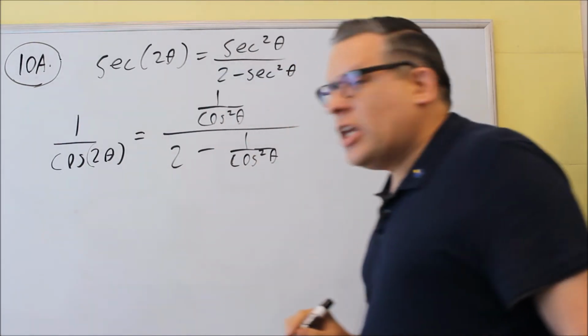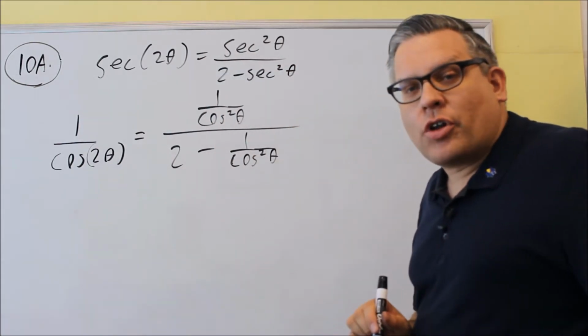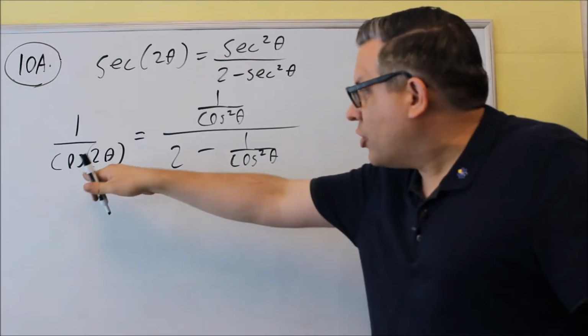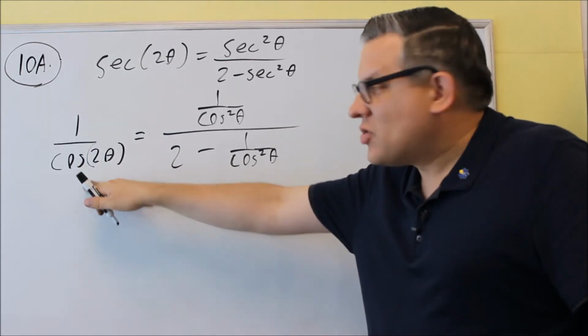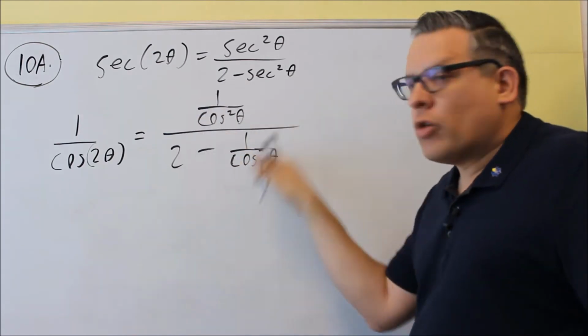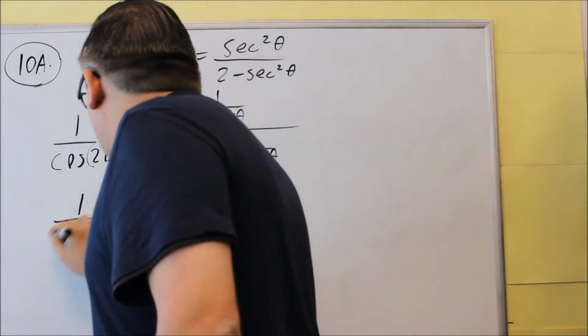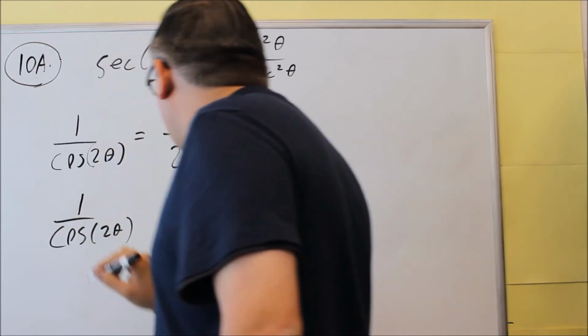So the left-hand side I'm going to leave alone. Now I know that there are identities that I could put in for cosine 2 theta, but because there are 3 of them, I wouldn't know which one to put in at this step. So instead I'm just going to leave it alone. I'm just going to continue working on just the right-hand side for the rest of this problem. Okay, so I'm going to leave this alone, 1 over cosine 2 theta.